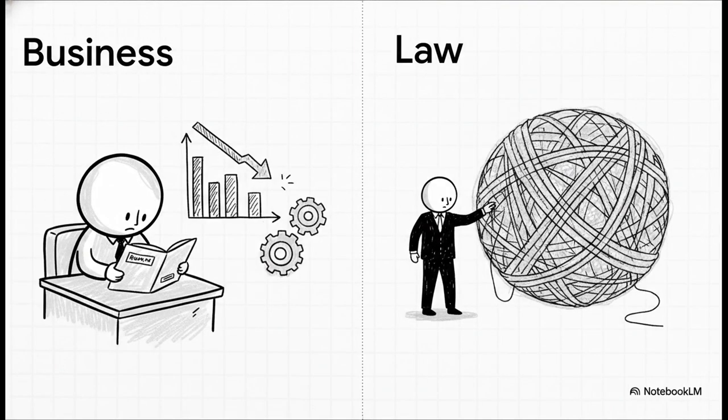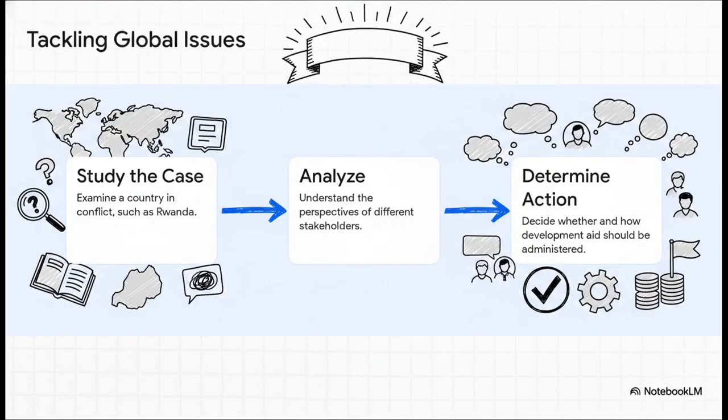And it's the exact same thing in business and law. You might study the case of a company's big failure to learn from its mistakes. Or you could be a lawyer handed a super complex legal mess, and your first job is just to define the core issue before you can even think about building a defense for your client. And believe it or not, these methods scale all the way up to the biggest global issues. To tackle something as huge as foreign aid, policymakers don't just sit around crunching numbers, no. They dive deep into the specific case of a country in conflict, they analyze it from every single stakeholder's perspective, and only then do they decide what to do. This is learning in action.